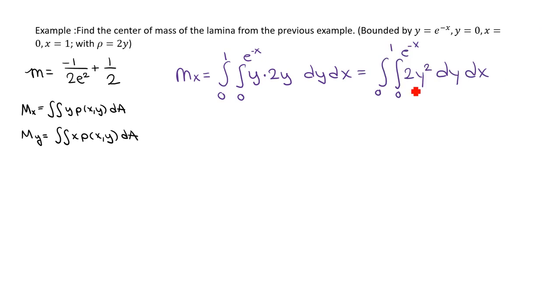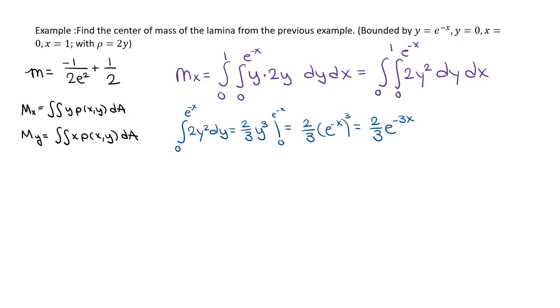All right, so we have to integrate this 2y squared with respect to y. We'll do that first. The antiderivative of 2y squared is 2y to the third over 3. And then I'm going to plug in those bounds of integration. So I plug in the e to the negative x, and I get 2/3 e to the negative 3x. Technically if we plug in the 0, it's minus 0, so I won't write that down. All right, so there's my inside integral.